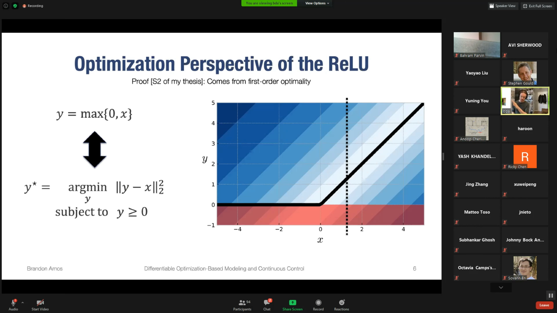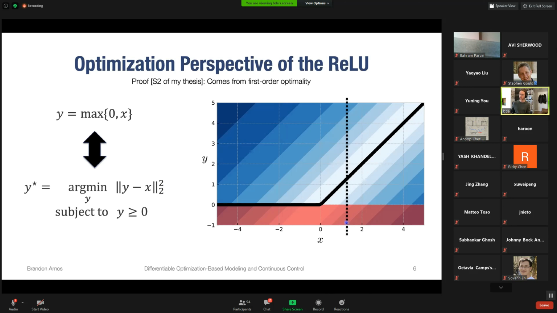So just to quickly go over these, the ReLU you can interpret as solving this optimization problem that I have at the bottom, where at each point, say x is the input, you want to solve this quadratic objective, which I'm showing in the heat map here.